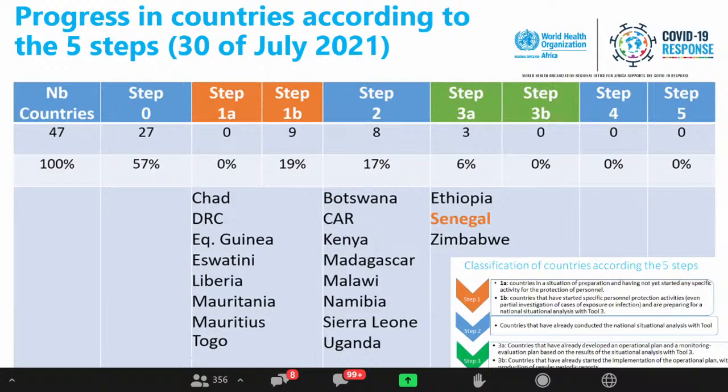We have 8 countries, 17%, in step 2. And we have only 3 countries, 6%, in step 3. So the situation was not very advanced in Africa. We have, again, many things to do. The gaps are used for the protection of health workers. Next, please.